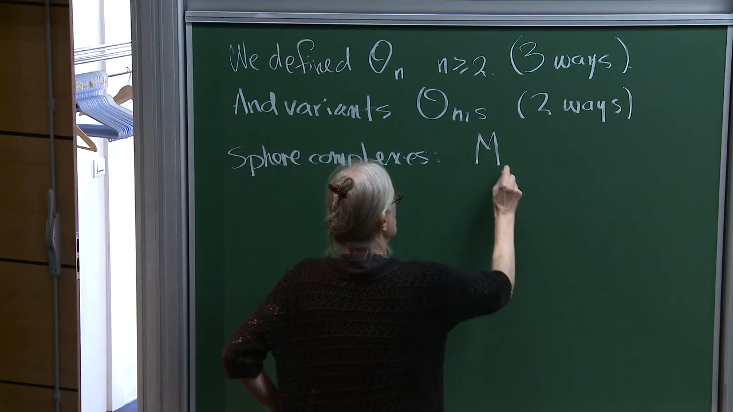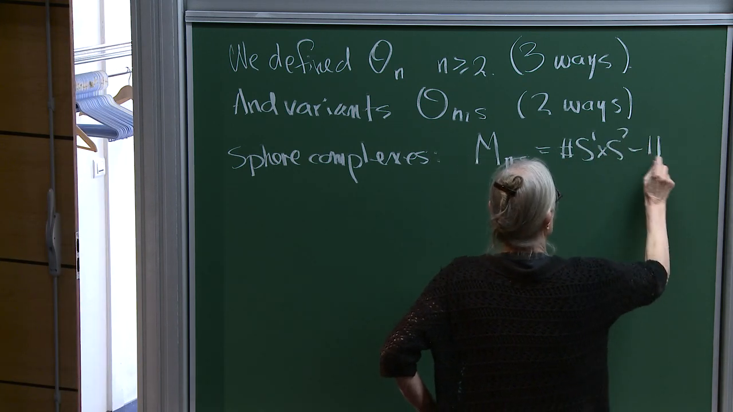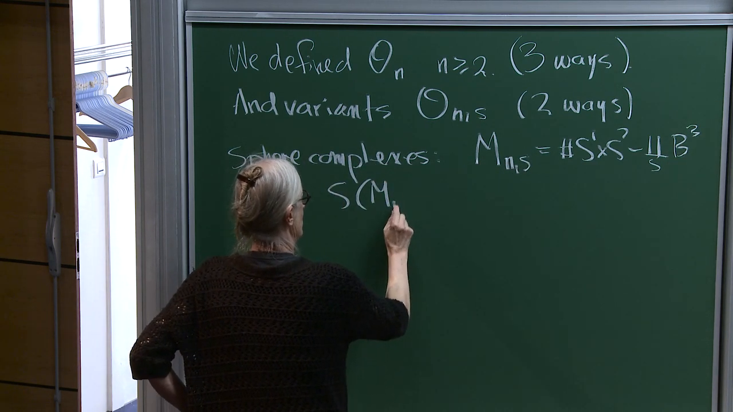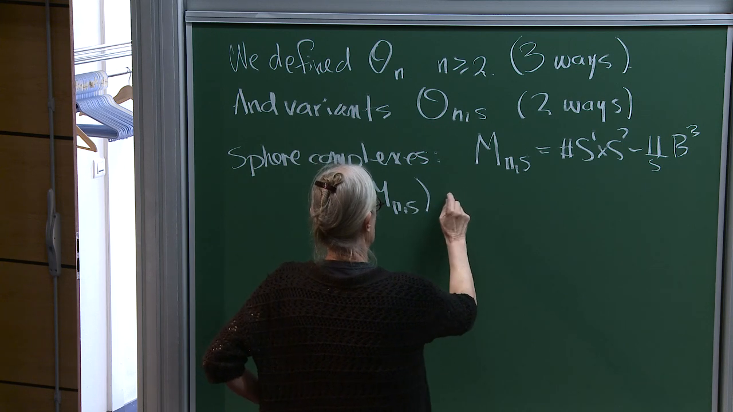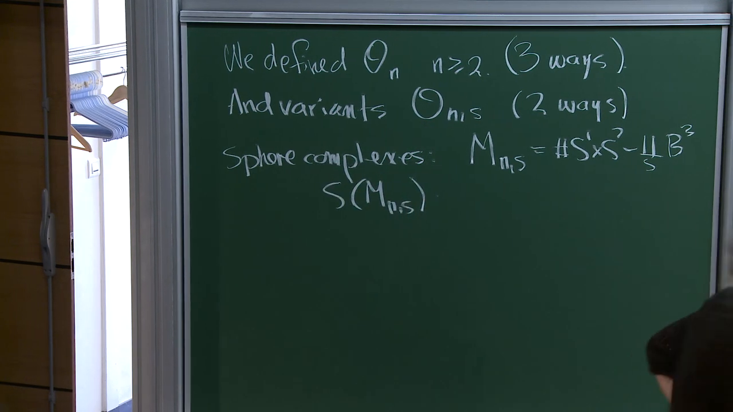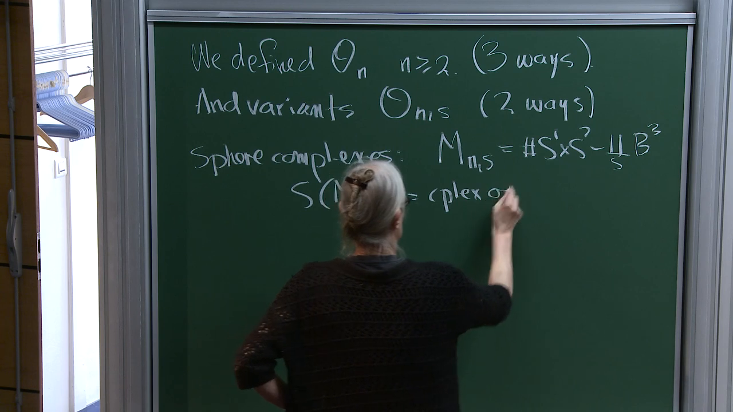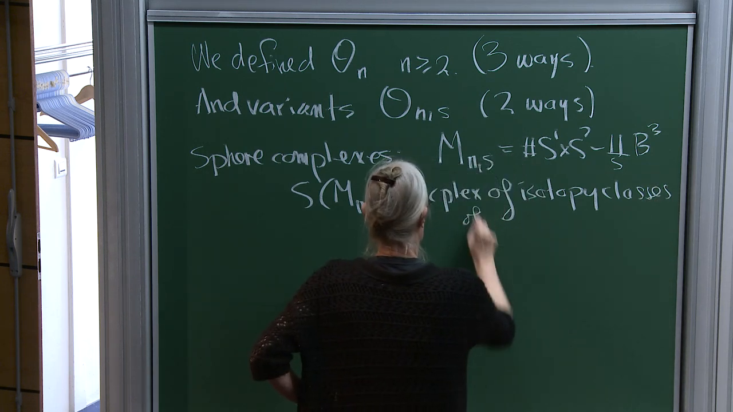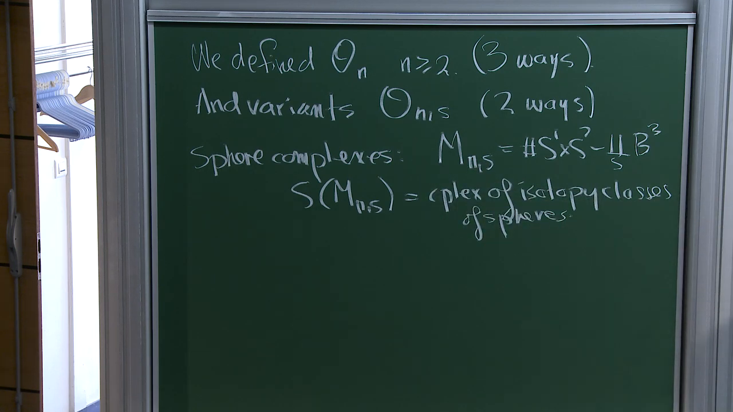we had this manifold M, N, S, which is a connected sum of S1 cross S2s minus S balls, and the sphere complex of M, N, S is defined the way you define the curve complex. It's the complex of isotopic classes of spheres. And so I'm going to talk about this model for a while. And then ONS.